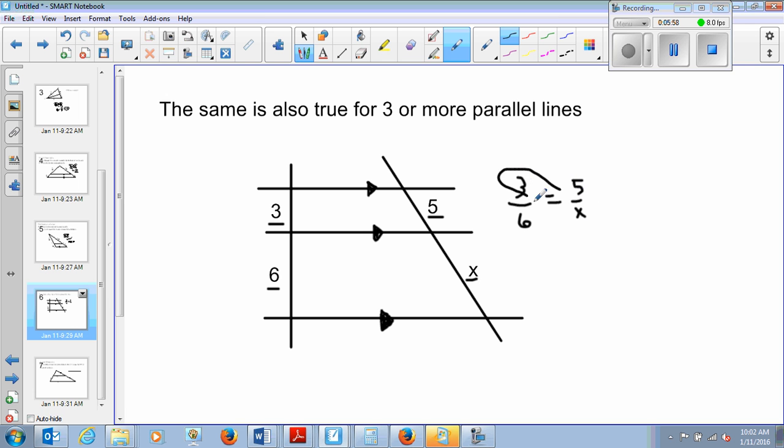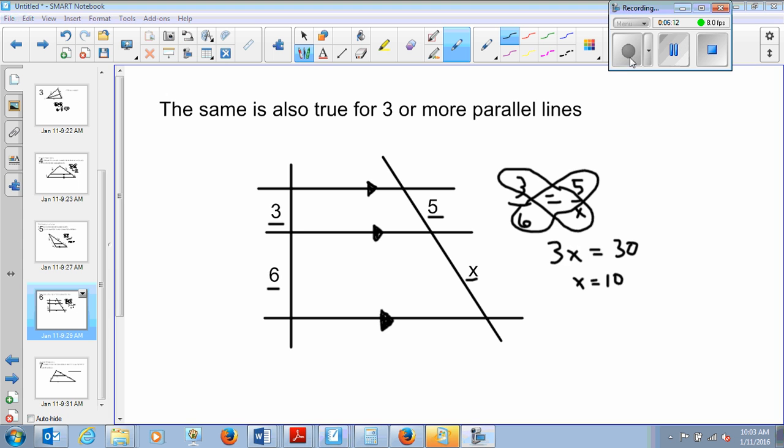Cross multiply. 3 times x equals 6 times 5, which is 30. Divide by 3, and x equals 10. And we can see there that 3 is half of 6, and 5 is half of x, or 10. So that also is true when you have situations like this. You can just set up a proportion and you can solve.